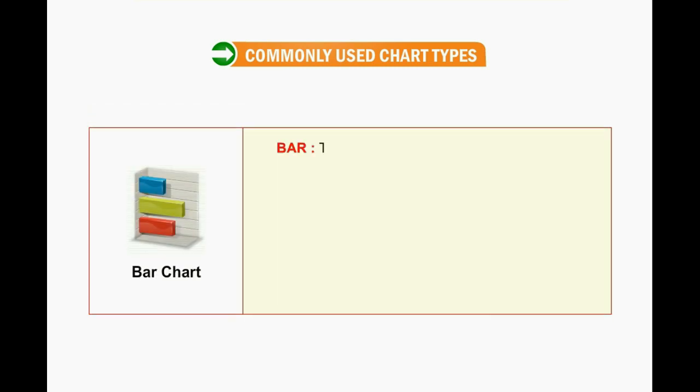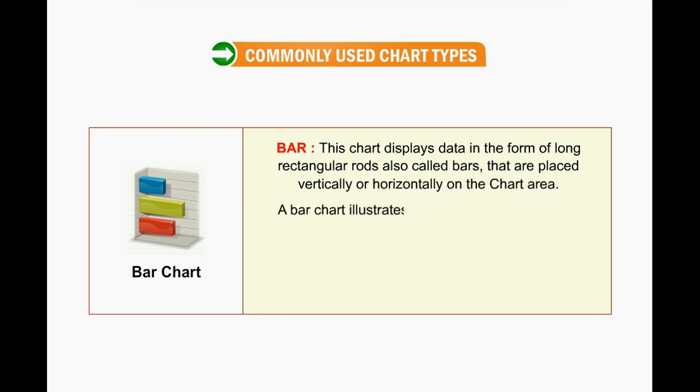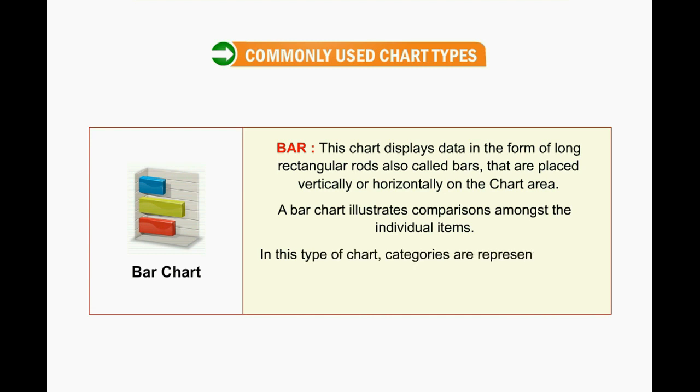Bar chart. This chart displays data in the form of long rectangular rods, also called bars, that are placed vertically or horizontally on the chart area. A bar chart illustrates comparison amongst individual items. In this type of chart, categories are represented on the vertical axis and values are represented on the horizontal axis.